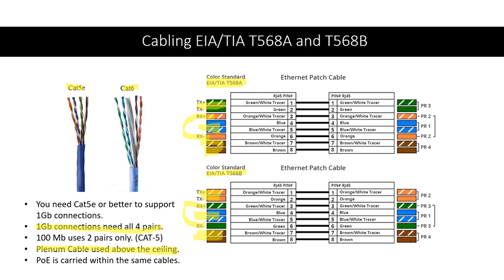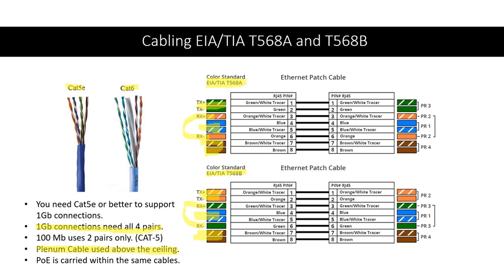If you're running cables above the ceiling, that's where you have to use plenum rated cable. Plenum rated cable means that if there is a fire, the sheathing that holds the coating of the wire is a fire retardant. It doesn't produce any fumes that are toxic. So it is actually made specifically for running above the ceiling.